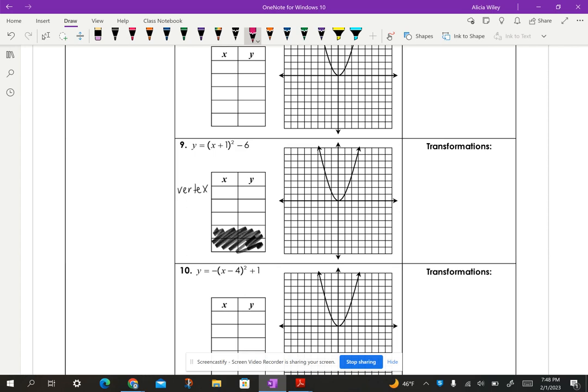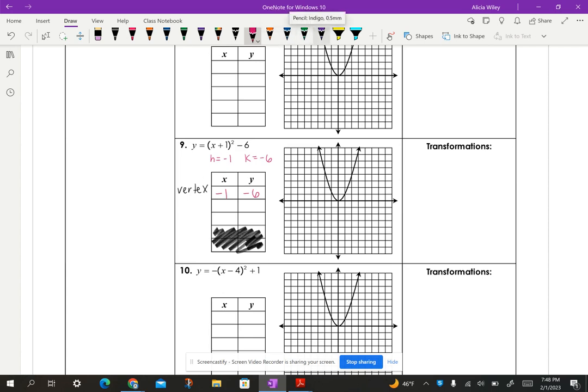So that means I don't need to describe anything about reflection. I don't need to describe anything about skinny or wide. But I do see here that I have an h value. My h value here is -1, because remember, our vertex is (h, k), so we're going to have an h value of -1, and our k value is -6. So I am going to have a shift left or right, and a shift up or down, because the h and the k value are changing.